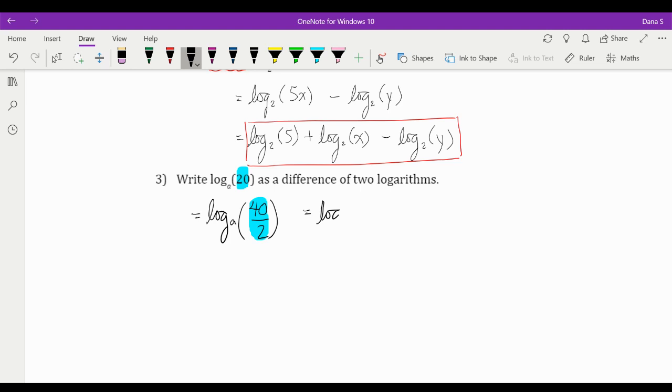Log base a of 40 minus log base a of 2. Let's box that one off.